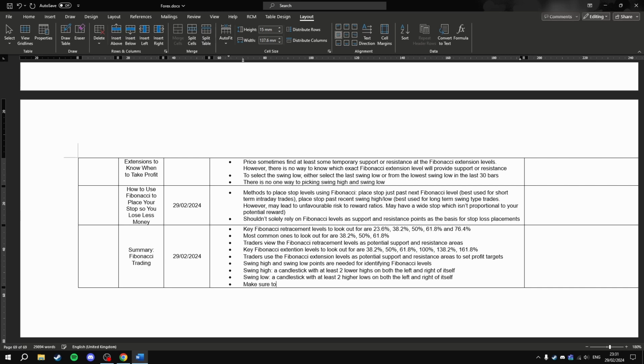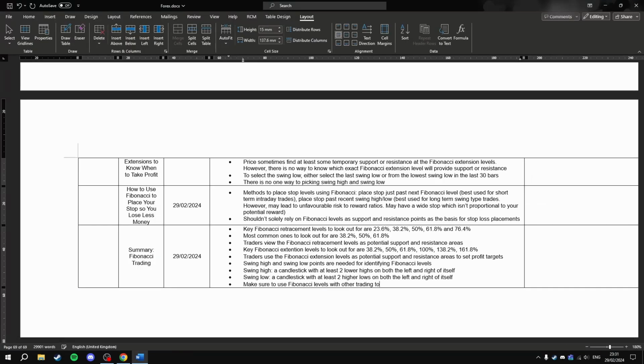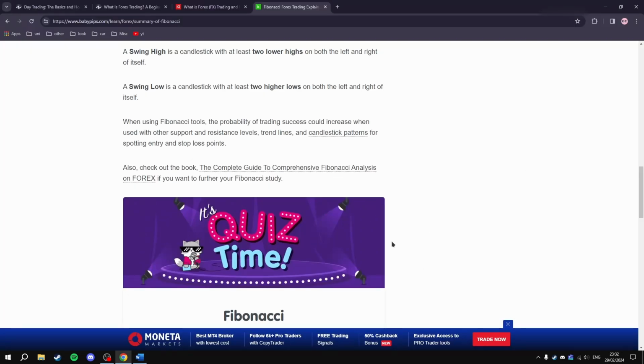Make sure to use Fibonacci levels with other trading tools, such as trend lines and candlestick patterns. Also check out the book The Complete Guide to Comprehensive Fibonacci Analysis on Forex if you want to further your Fibonacci study.